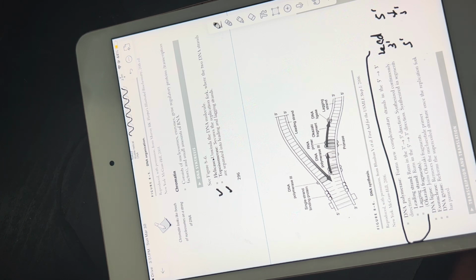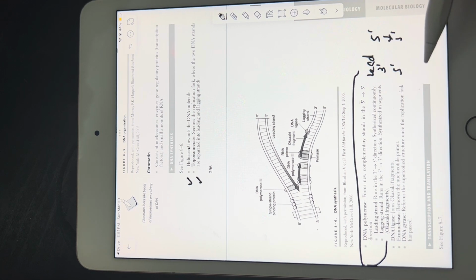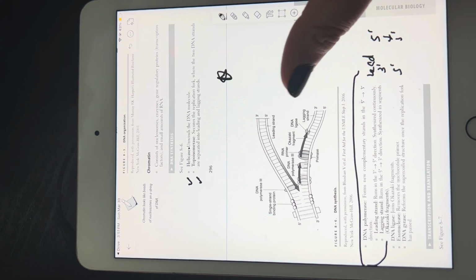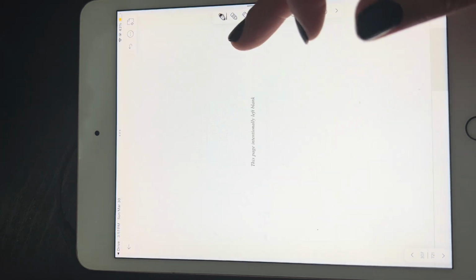So for the DNA gyrase, the supercoiled structure of the replication fork is passed. So this is a very important question. Let's revise again the important things. So make notes of this one.